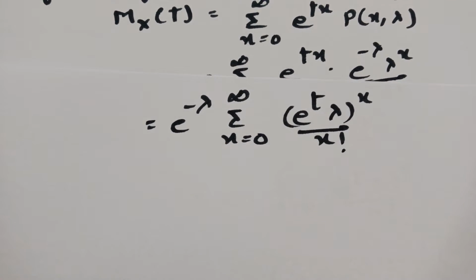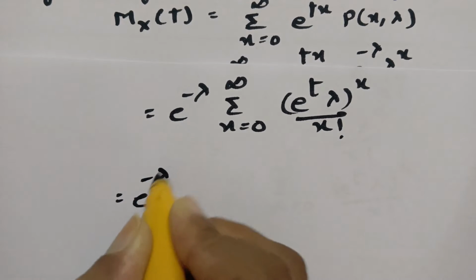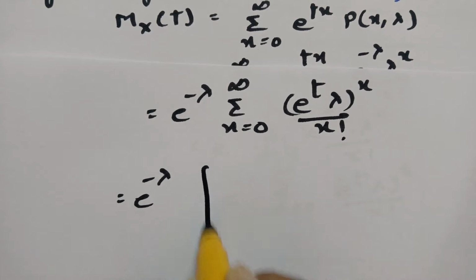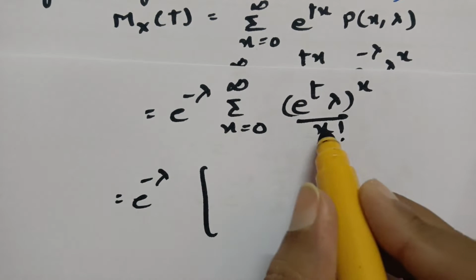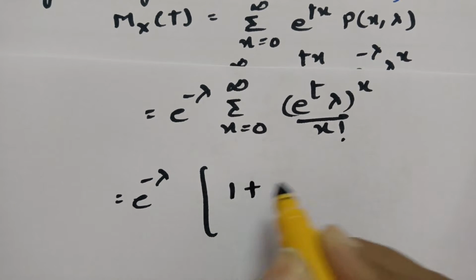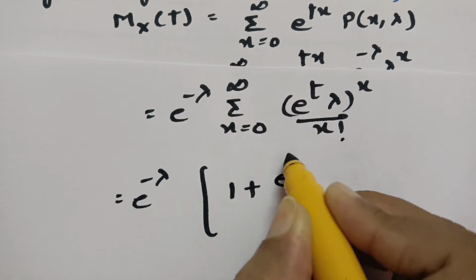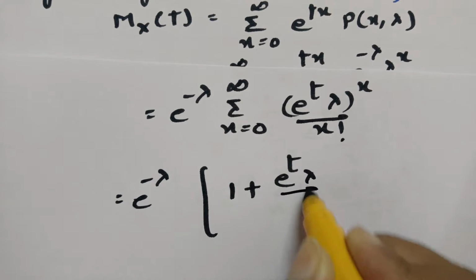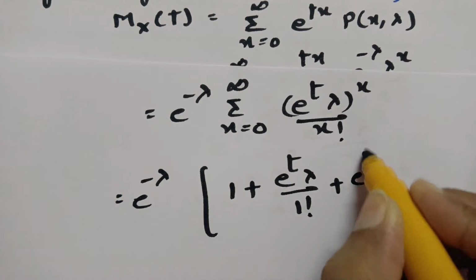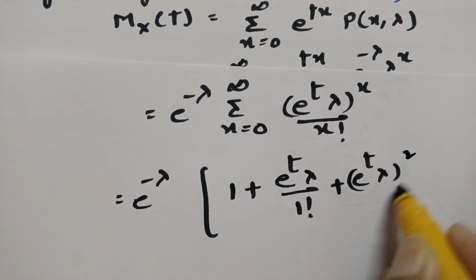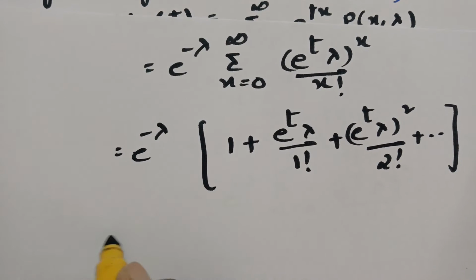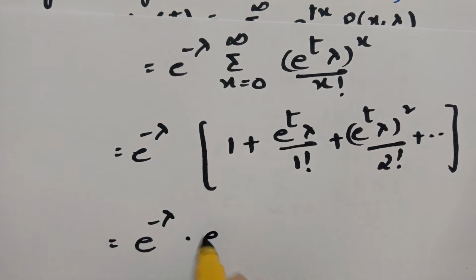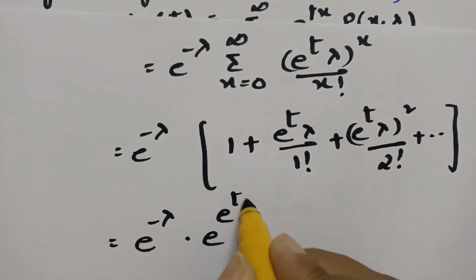Now if I expand this, this is going to become e power minus lambda times the following. If I put x equal to 0, anything to the power of 0 is 1 and 0 factorial is again 1, so this is 1 plus. If I keep x equal to 1, this is e power t lambda by 1 factorial, and the next one is (e power t lambda) whole square by 2 factorial, plus and so on. So this expansion is nothing but e power minus lambda into e power (t lambda).